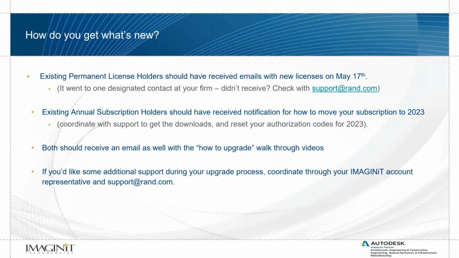I know they did get some bounce backs where they were still waiting to hear back for who should be the designated contact. If you have an annual subscription to Clarity, the way it works is there should actually be an email going out yesterday or today, I think, that will tell you how to switch your subscription to 2023. You'll just get the software, but then you'll go to the support group and reset your authorization codes to get you 2023 authorization codes.